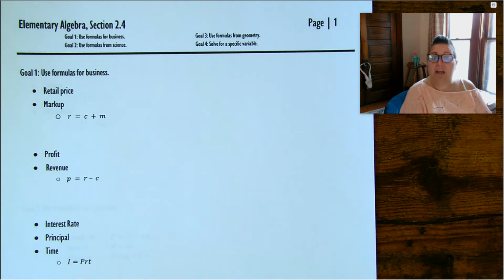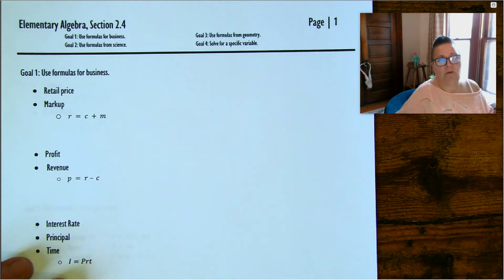But since not everyone has the same background, I'm going to make sure to point you to those formulas that you should know or should at least have had exposure to, and let you know which ones I'm not entirely sure you have had any kind of exposure to. So the first one is the formulas that are used for business. I'm not sure everybody's had these, so I'm going to go over them first.